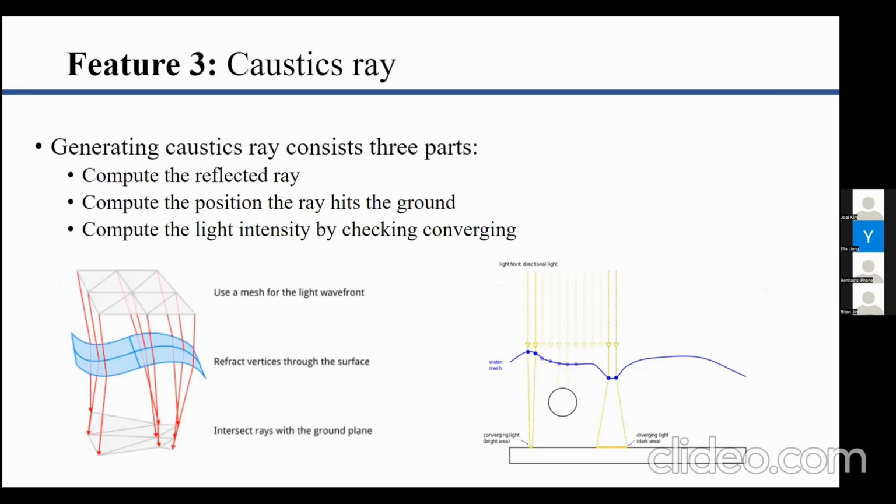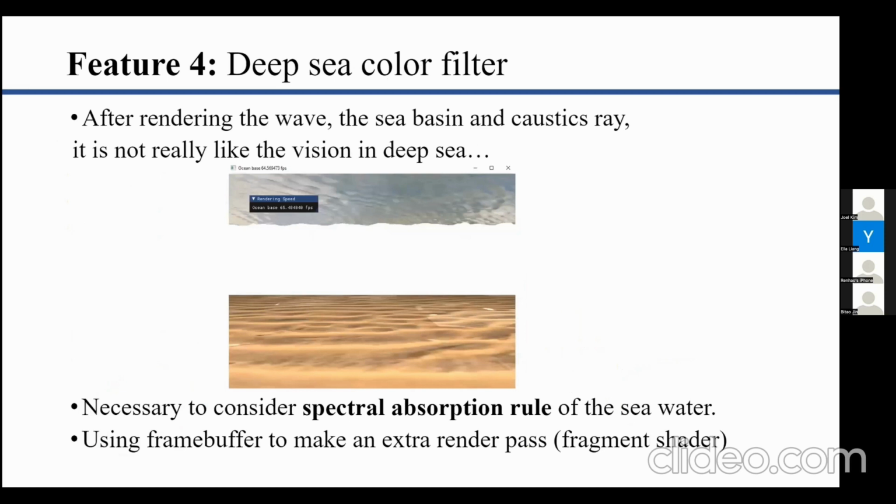The caustic ray consists of 3 parts. First, compute the reflected ray, then compute the position where the ray hits the ground. Then compute the light intensity by checking the coverage.